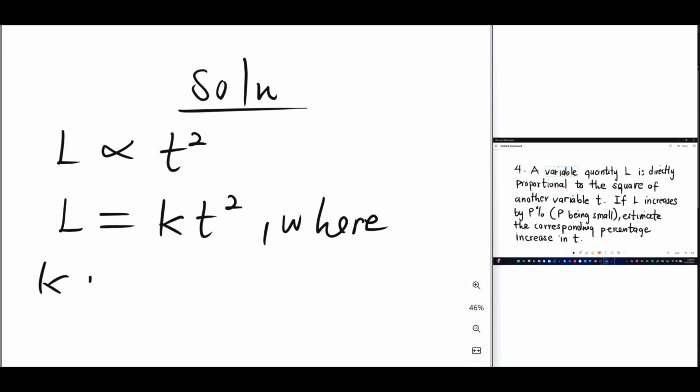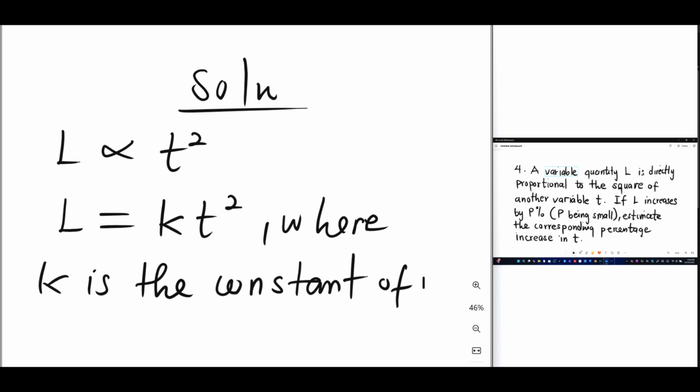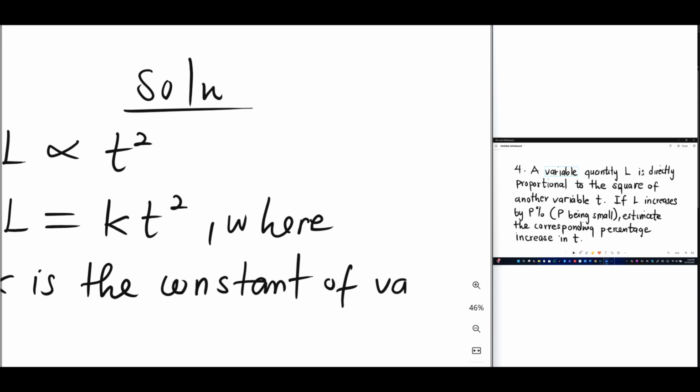K is the constant of what? Variation, of variation. Write it here. K is the constant of variation.